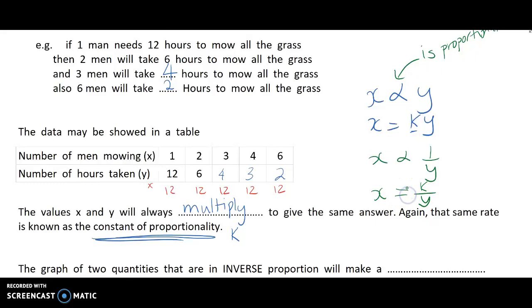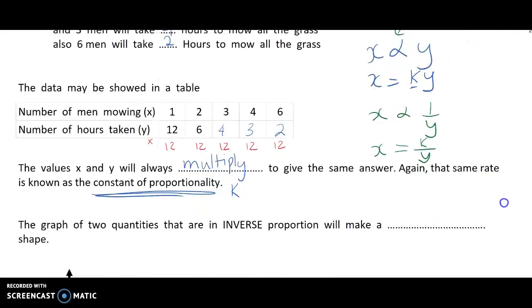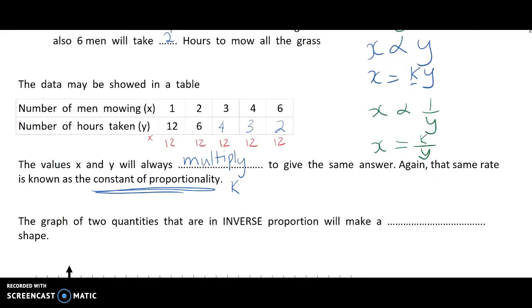Okay, now the graph of when we have direct proportion, the graph that we get is a straight line.